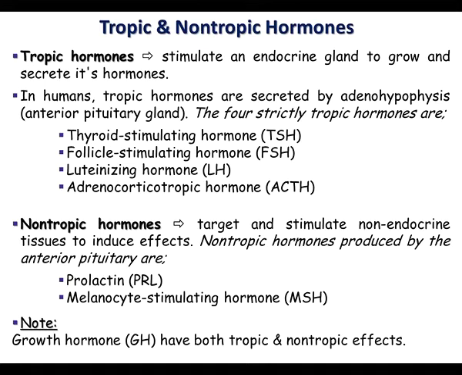So to summarize the difference between tropic and non-tropic: the non-tropic hormone affects a non-endocrine tissue, while the tropic hormone affects an endocrine gland to grow and secrete its hormone. Basically, in tropic hormones, the hormone is secreted from an endocrine gland and will affect another endocrine gland, while the non-tropic hormone targets and affects a non-endocrine tissue. The famous example that combines both actions, tropic and non-tropic, is the growth hormone. It can have an effect on endocrine tissue and non-endocrine tissue.